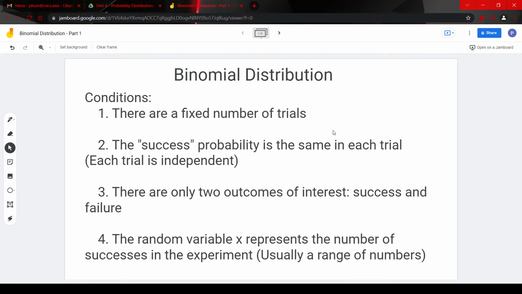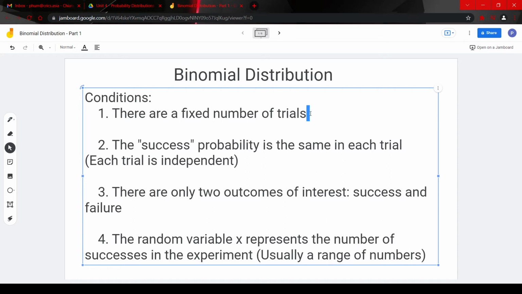The first condition is that there are a fixed number of trials. In this case, trials can also be substituted with experiments. The exact number doesn't really matter as long as we are going to do the trial or experiment a specific number of times. The second condition is that the success probability is the same in each trial. This means that every time we do the experiment, our probability of succeeding is the same. Essentially, what this means is that each trial is independent from each other.